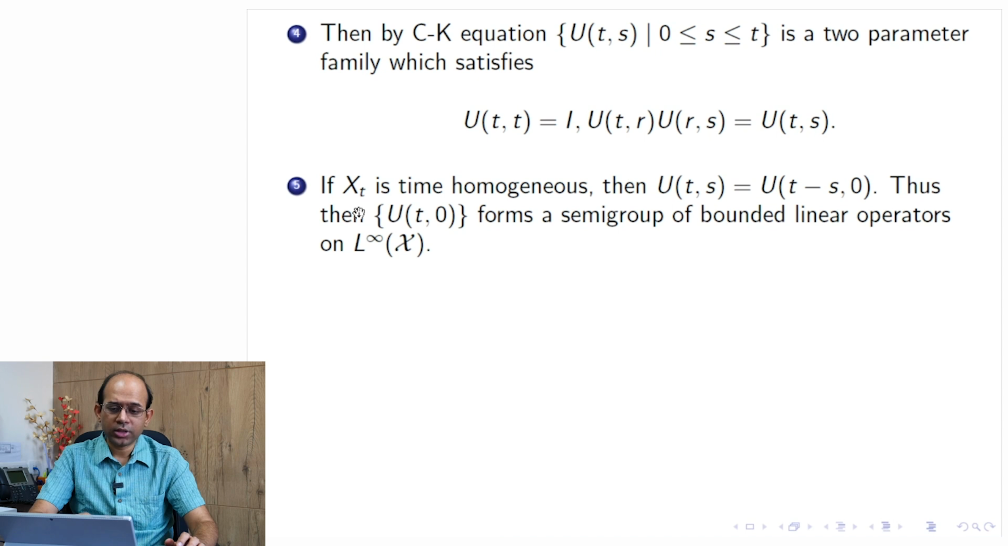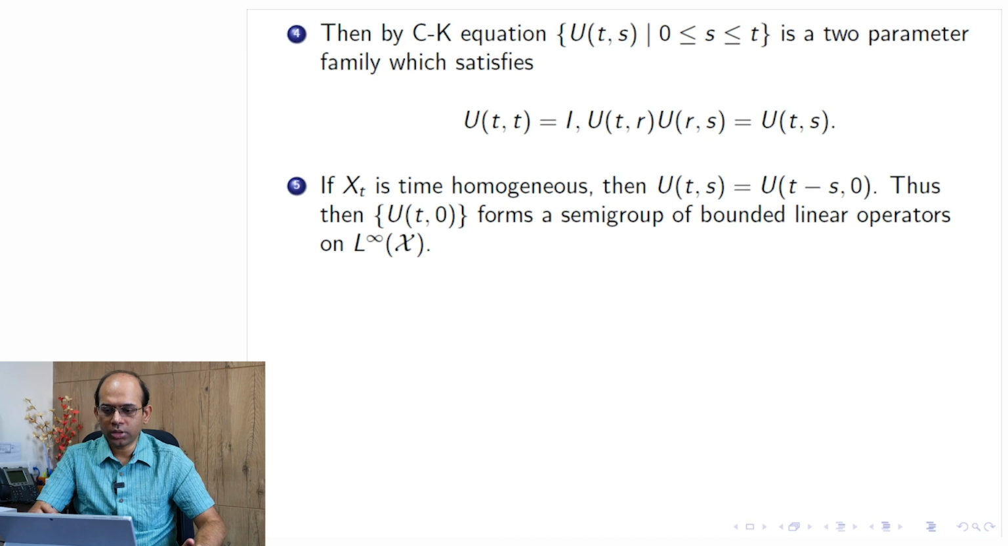So thus this U_{t,0}, where 0 is fixed and we vary t, forms a semigroup of bounded linear operators. See, here U_{t,r} would be U(t-r,0), and this would be U(r-s,0), and this would be U(t-s,0). So r minus s and t minus r, if you add, you get t minus r plus r minus s, that is t minus s. So it shows the semigroup property.